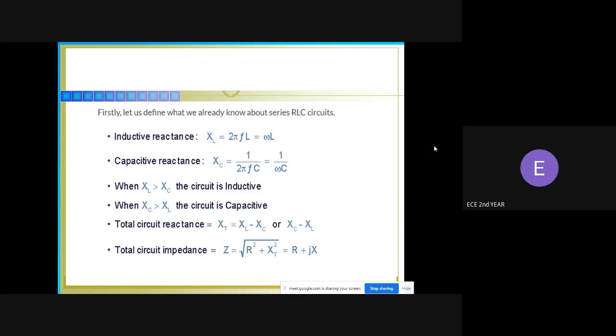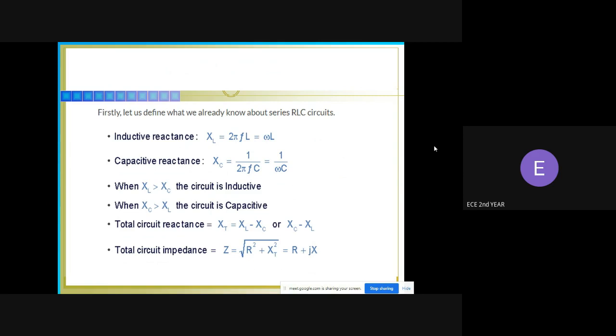When XL is greater than XC, that means the inductive reactance is higher than the capacitive reactance, the circuit will be an inductive circuit. When XC is greater than XL, the circuit will be capacitive in nature. The total reactance X equals XL minus XC or XC minus XL. That is the total reactance.